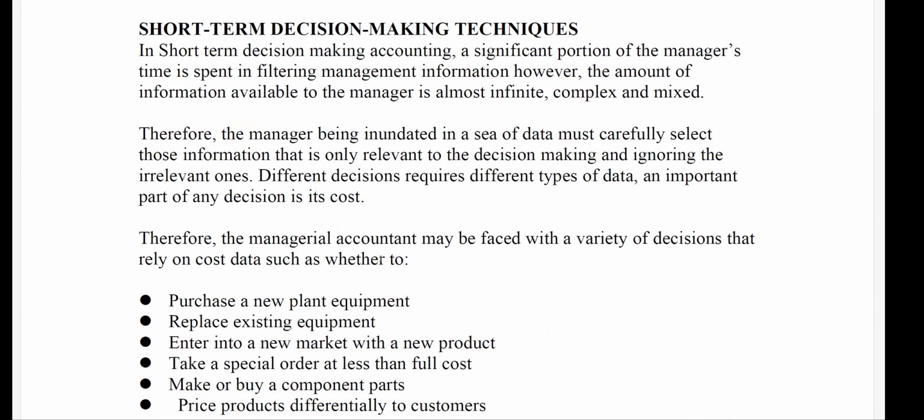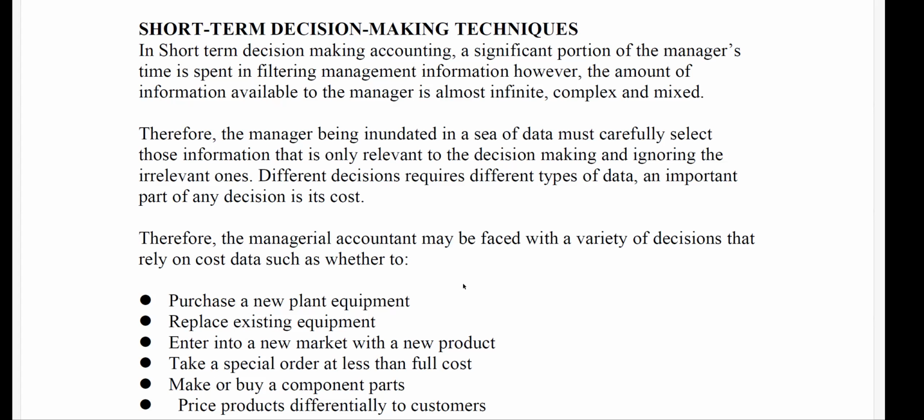Okay, so what they are saying here is the same thing that comes up in the exam. When you get decision-making questions, most of the time, they will give you information that is irrelevant and information that is relevant to the decision, okay? So different decisions will require different types of data, and an important part of any decision is the relevant cost, okay? The cost that is relevant to that particular decision.